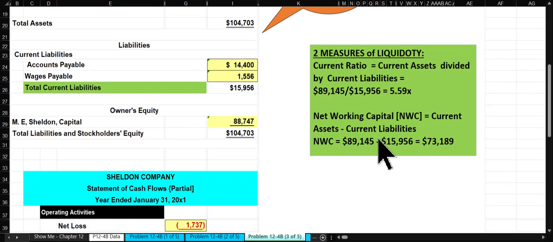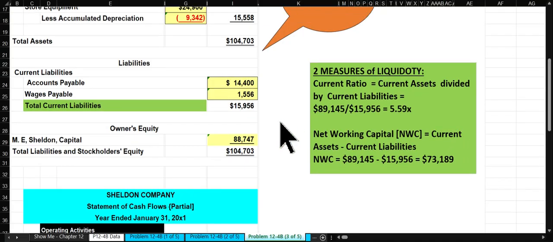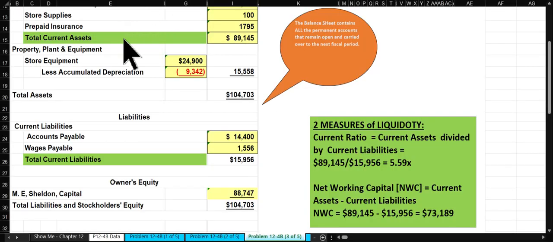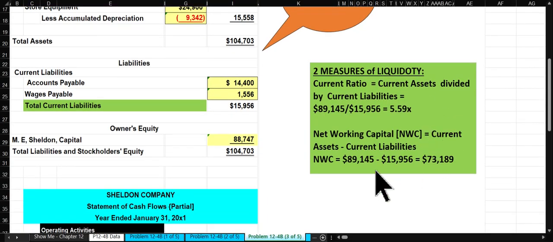Another way of measuring that is by calculating what I refer to as the absolute measure of liquidity. It's called the net working capital. And you know, whenever you see the word net, it means that you're finding the difference between at least two numbers. So the working capital would be all of these working assets, which are your current assets, minus your current liabilities. And so to get the net working capital, you take the current assets, and instead of dividing as we did for the current ratio, we are going to subtract.